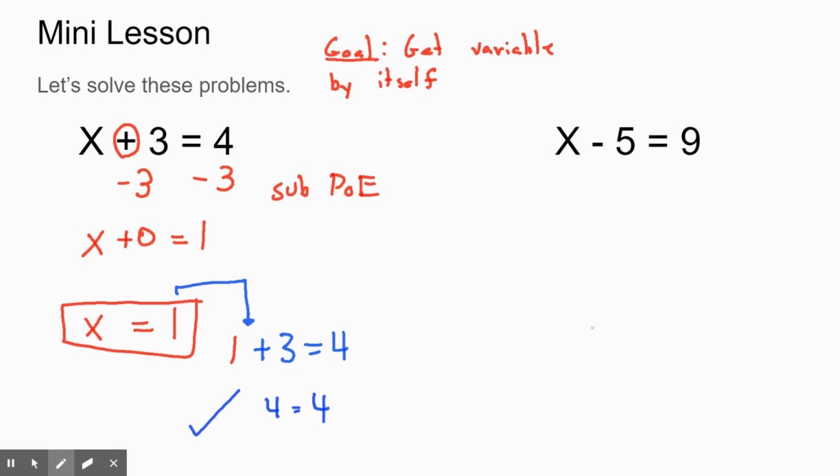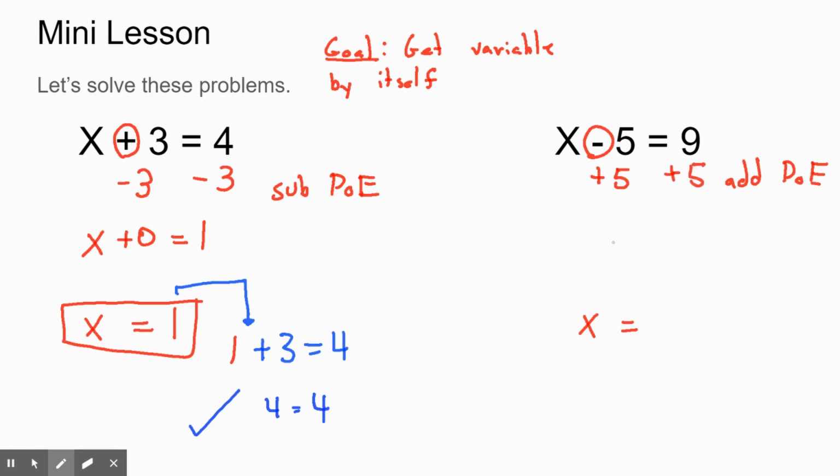We again want to get x by itself. Sometimes it does help to put the x is equal to somewhere at the bottom. You just need to make sure you leave yourself enough space to show your work. This time, we have subtraction in our equation. So since we want to undo subtraction, we have to do the reverse, which would be addition. So we're going to use the addition property of equality. And that means that we are going to add a number to both sides of our equation. Now, since we want to get rid of the 5, we are going to add 5 to both sides.